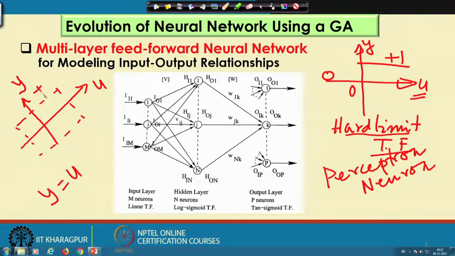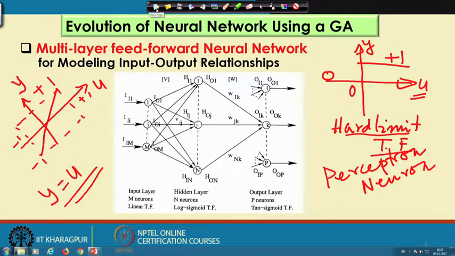So, this is plus 1 and this is minus 1 and this is plus 1 and this is minus 1. So, I will be getting a 45-degree line, that is y equals u. So, this is nothing but a linear transfer function. These are the hard limit transfer function, where the output is either 1 or 0, and for this linear transfer function, the output is equal to the input.